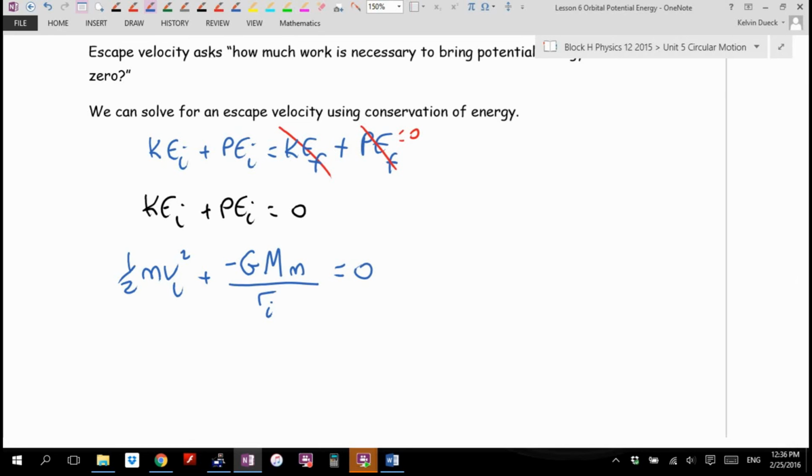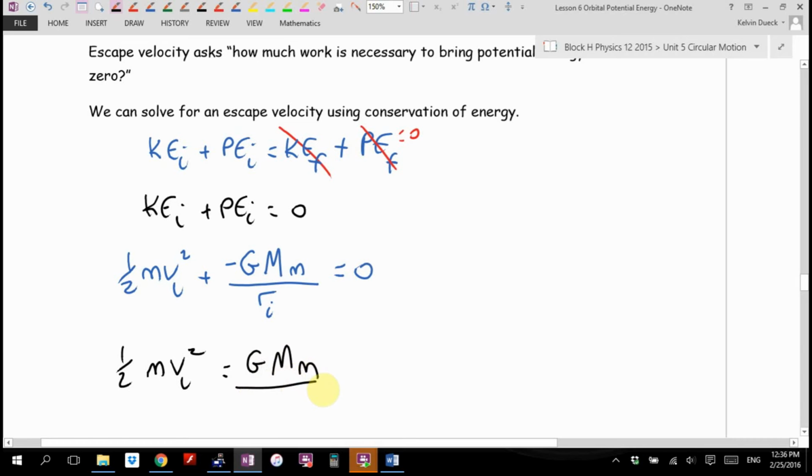If I wanted to make this equation prettier, what might I do with that negative big G, big M, little m over R initial? Why don't I add it to the other side? Because there's a 0 there. So really what I get is this. A half mv initial squared equals, now it's positive, big G, big M, little m over R initial.